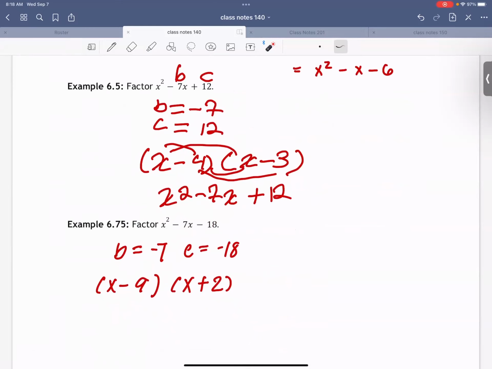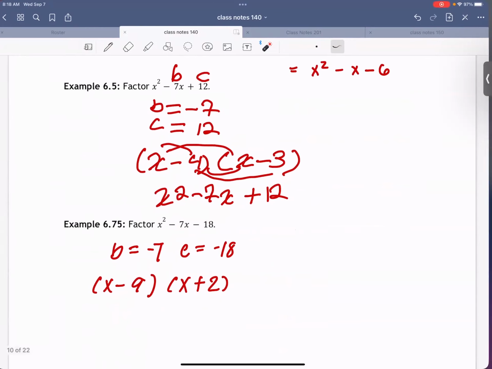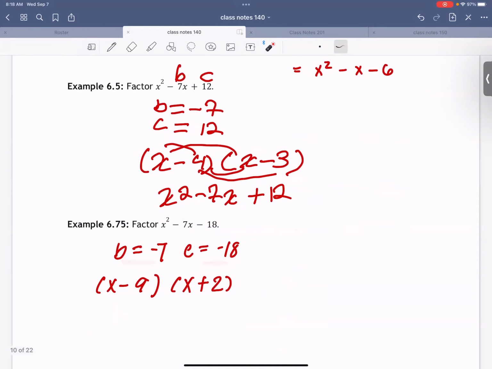Anna, do you want to take us through 6.75? So this could have one of these. Mhm. Yeah, sounds good. You got -9 and 2, right? Perfect. I did get a question as I was walking around.